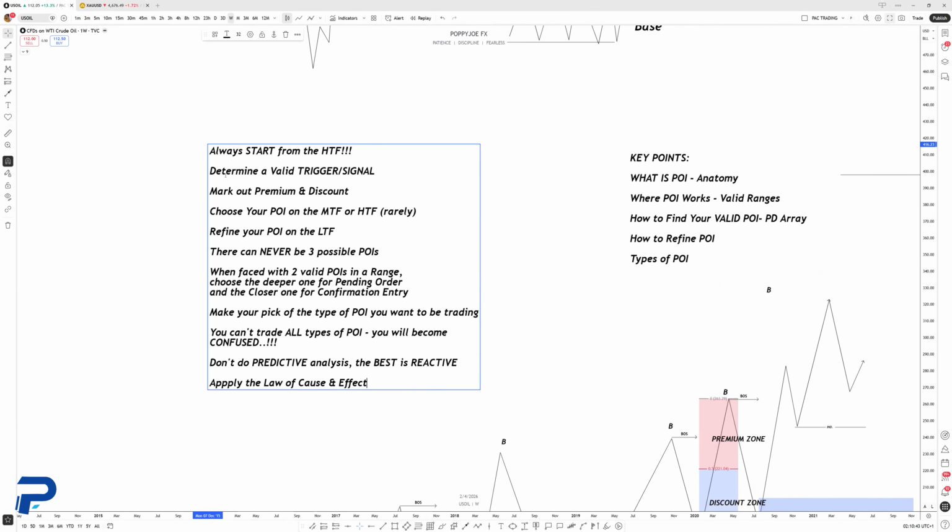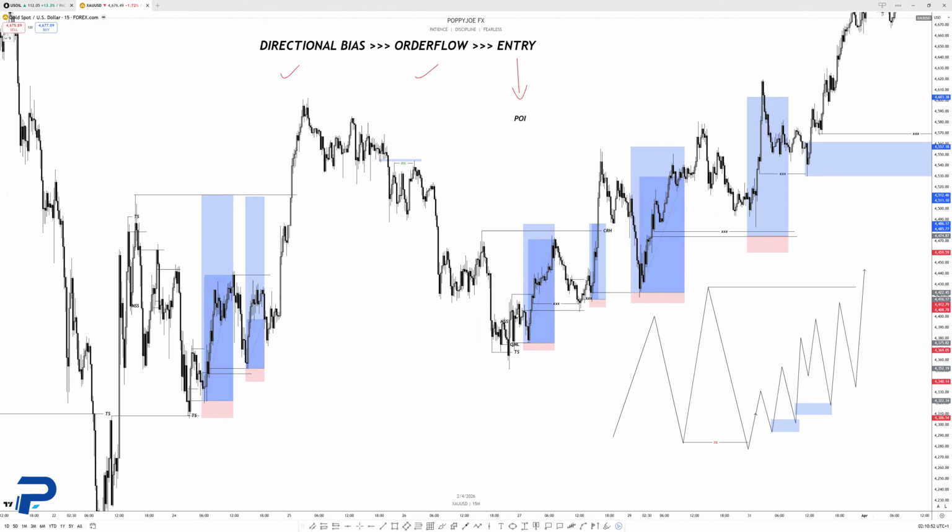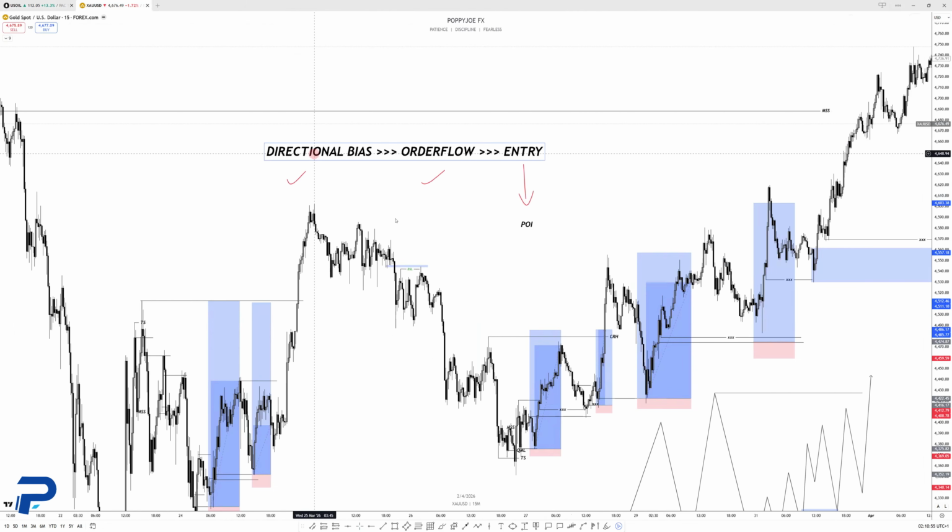And look at this: determine a valid trigger, which is a signal. What I mean by a valid trigger here is under directional bias, which I mentioned earlier. The first thing is getting your bias right. So the first thing I must do is get a valid trigger. For example, one of the things I use in getting my directional bias is a model under my order flow strategy. I call it SH plus MSS plus liquidity or inducement plus POI.